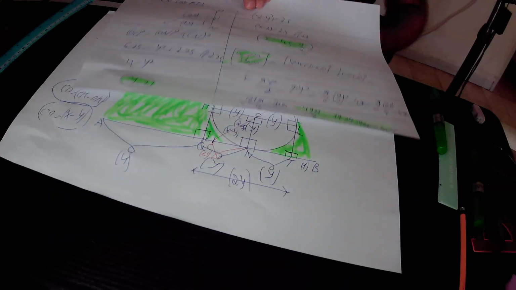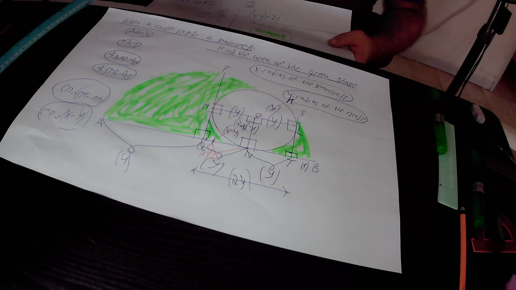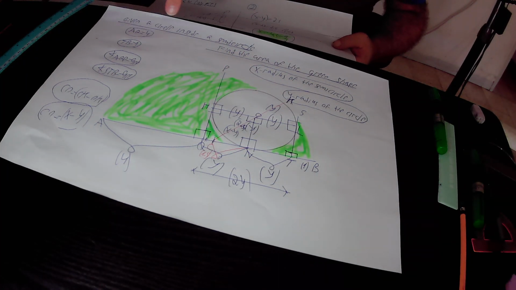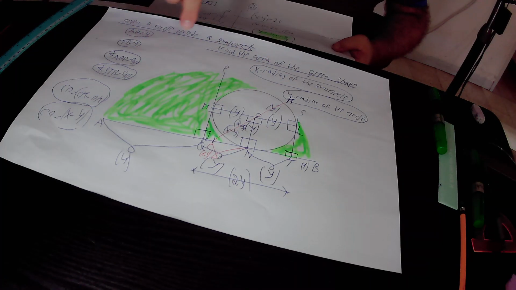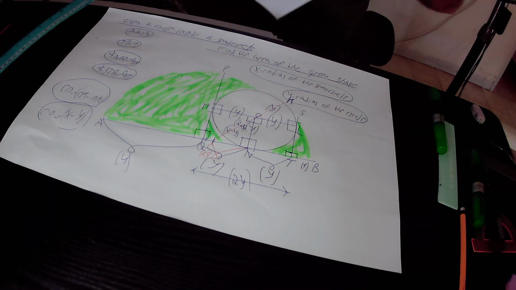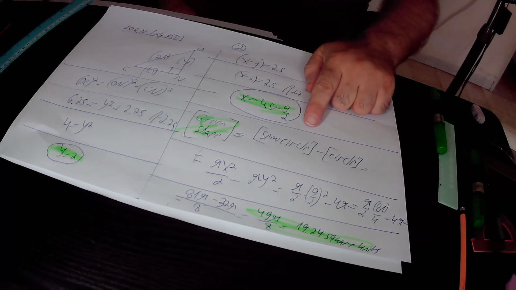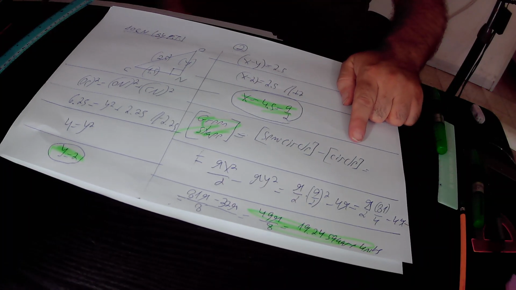Our task is to find out the area of this green shape. So what is the area of the green shape? The area of the green shape equals the area of the big semicircle minus the area of the small circle.